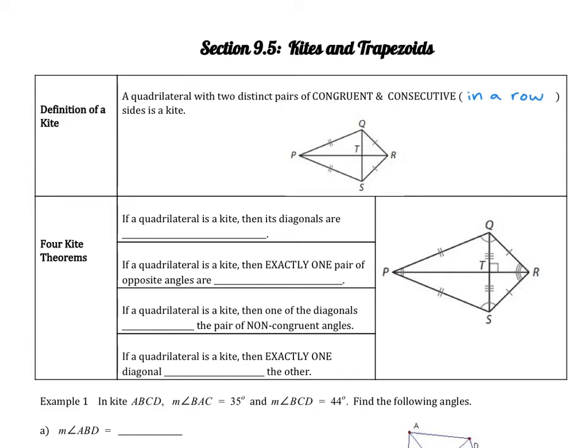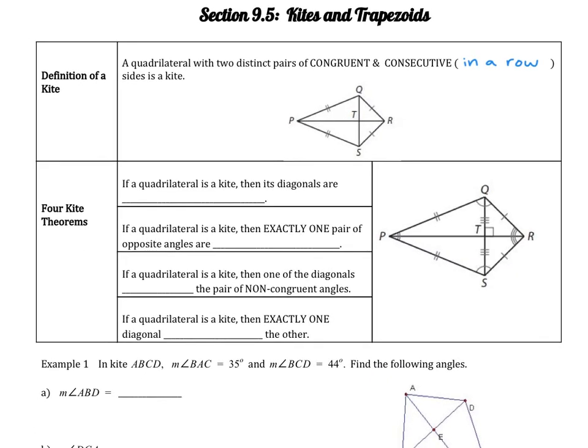So you can see that in this picture, we have QR is congruent to RS, so these are consecutive sides, and then we have PQ is congruent to PS. So here we have two distinct pairs of congruent consecutive sides. There are four theorems that we can use to show that a quadrilateral is a kite.